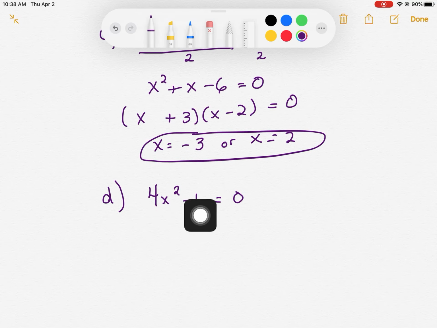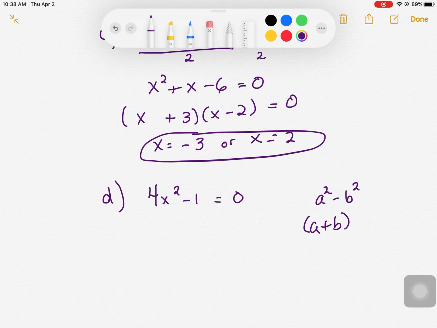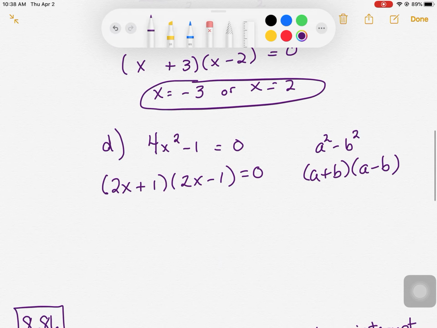And then we move on to D, and D, if you notice, has just two terms with no middle term at all. That is a special case. This is the difference of two squares. And if you remember, I'm going to put this side note over here. A squared minus b squared always factors this way: a plus b times a minus b. That is the difference of two squares. So this would be 2x plus 1 times 2x minus 1 equals 0.